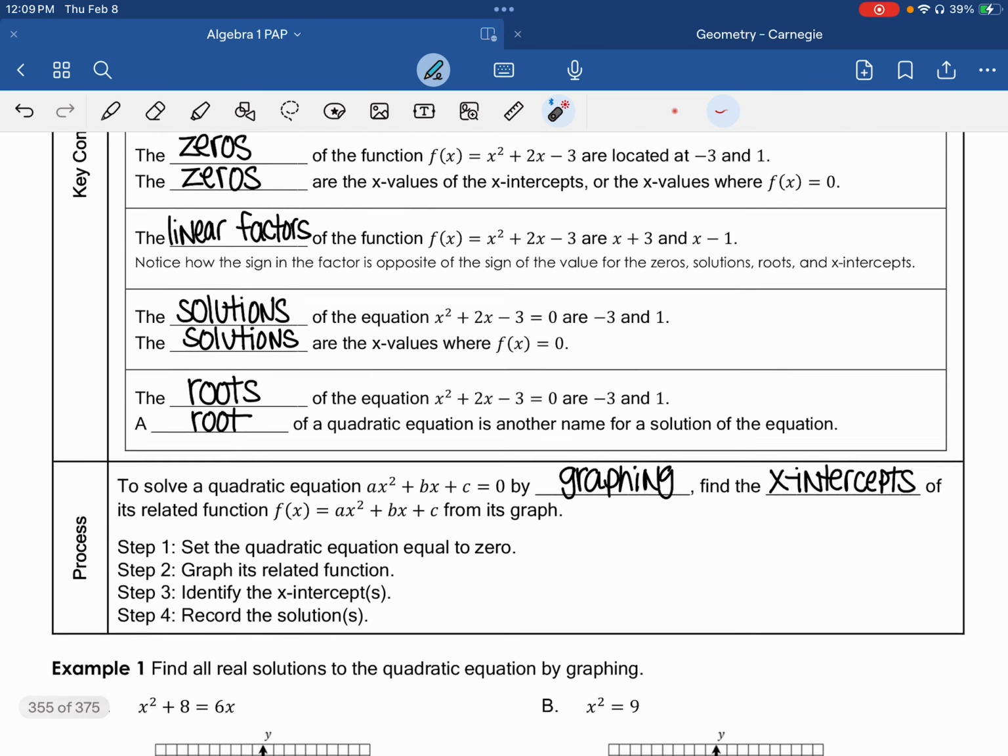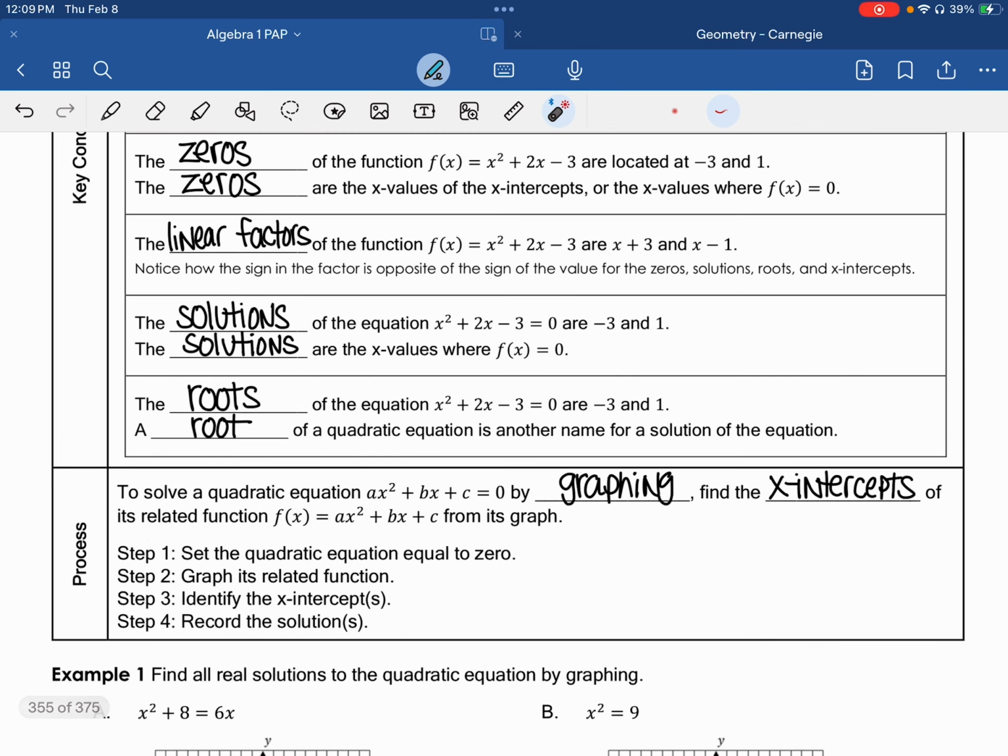A root of a quadratic equation is another name for the solution of the equation. To solve a quadratic equation, ax squared plus bx plus c is equal to 0, by graphing, we need to find the x-intercepts of the related function f of x equals ax squared plus bx plus c from the graph. To do so, we need to make sure that the quadratic equation is set equal to 0. That way we can then replace 0 with f of x and graph its related function.